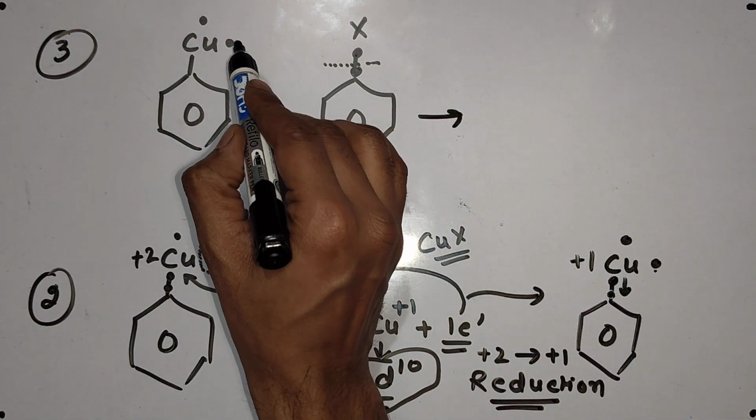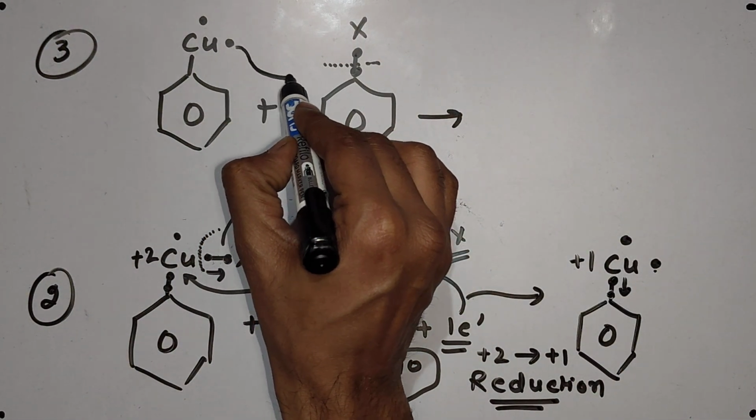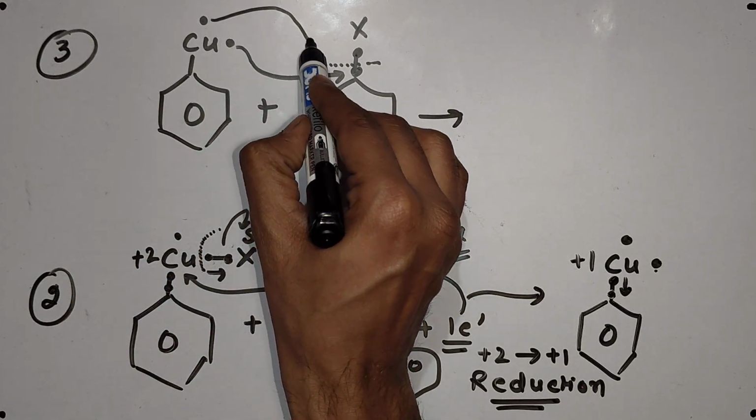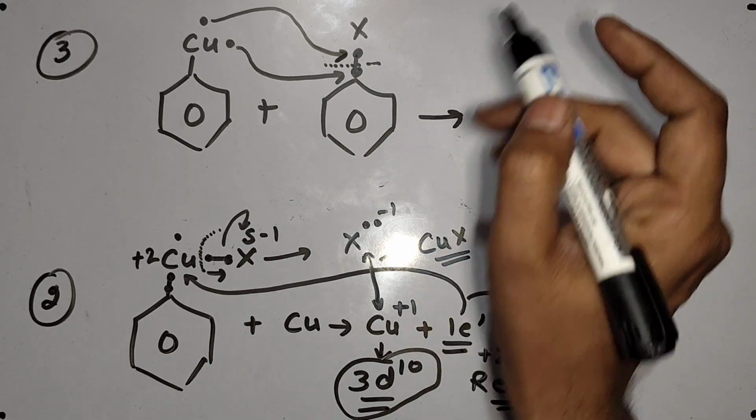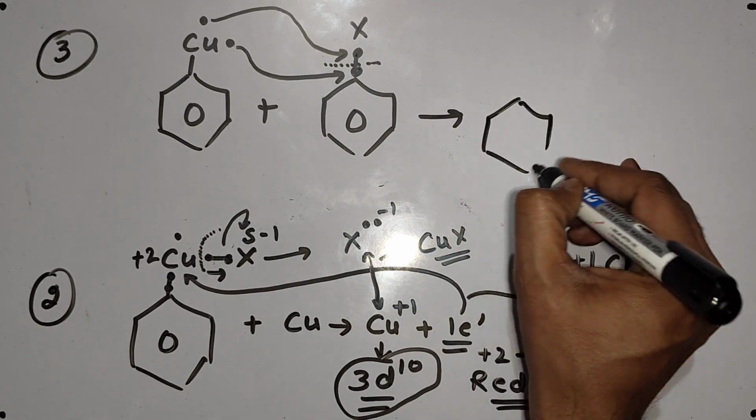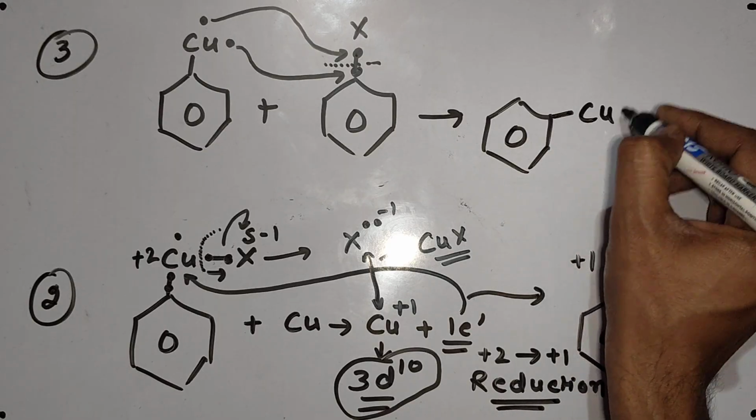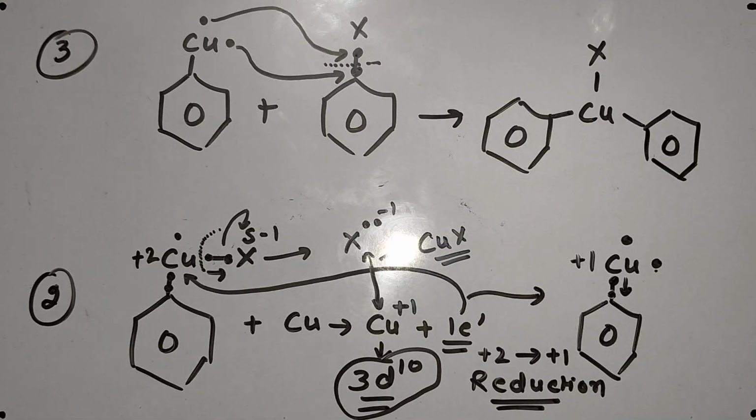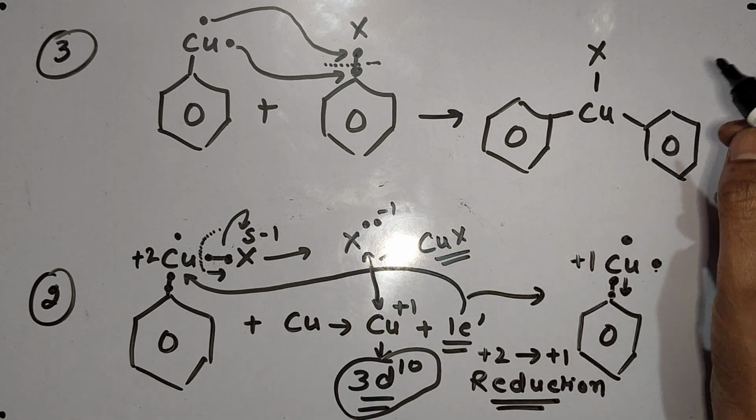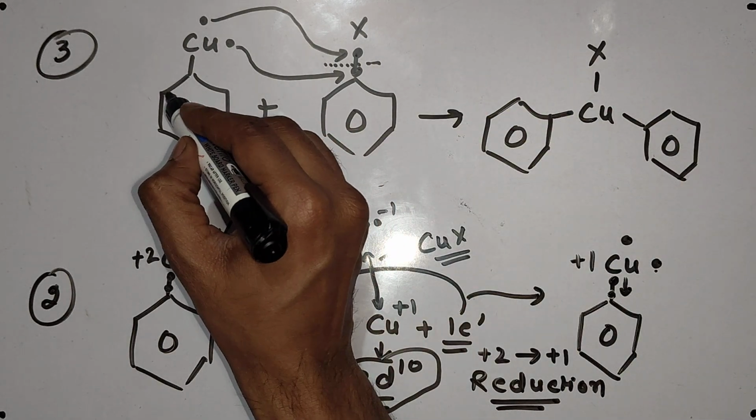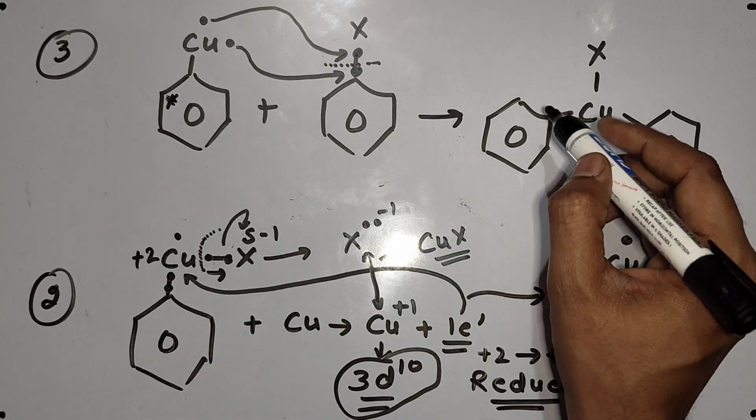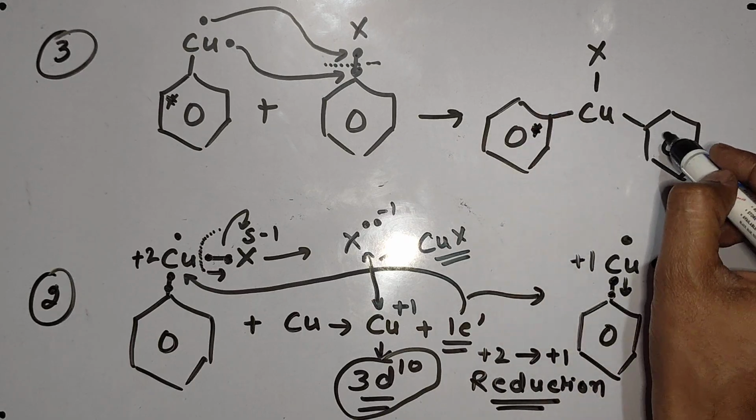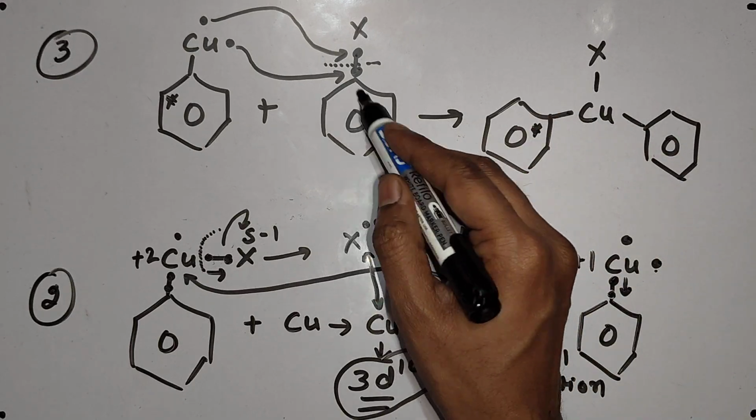How? It has 2 unpaired electrons. 1 unpaired electron will make a bond with the unpaired electron of carbon. The second unpaired electron will make a bond with the unpaired electron of X, due to which you will get this compound. Check carefully. This benzene ring I am writing as star benzene ring. This is the star benzene ring which was already connected with copper. This is the new benzene ring which is inserted from the new haloarene.